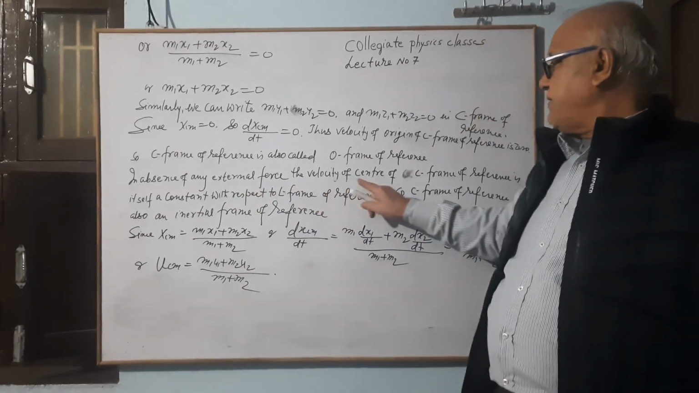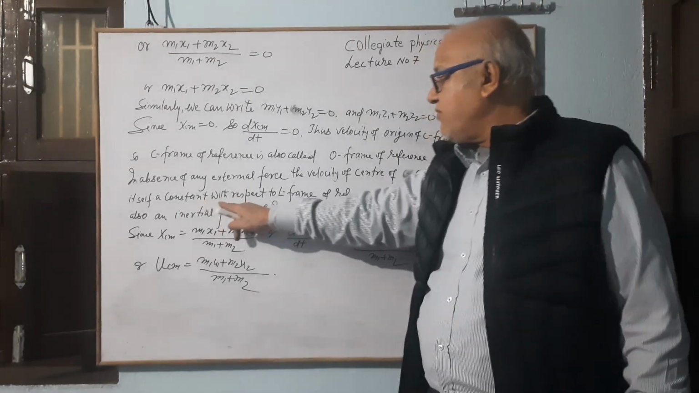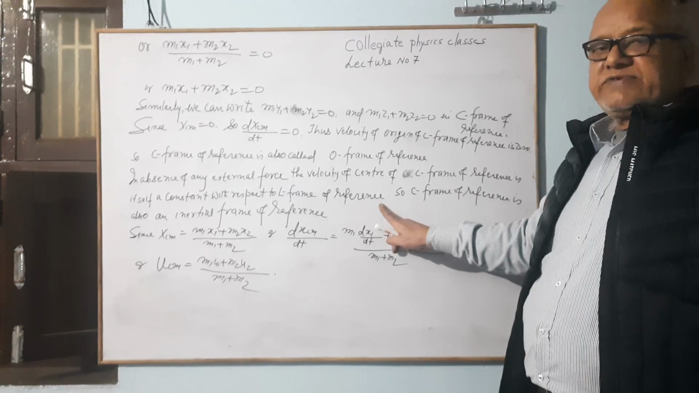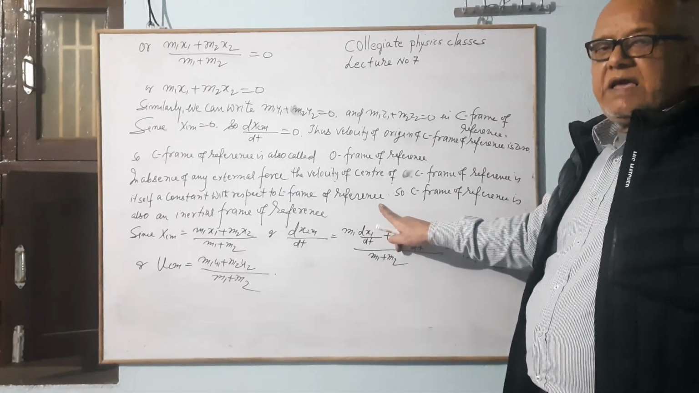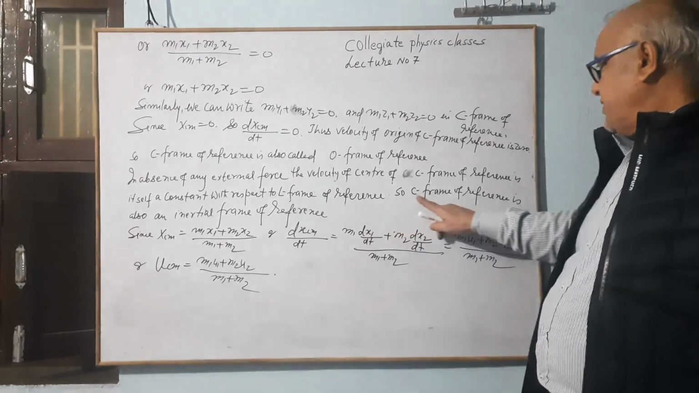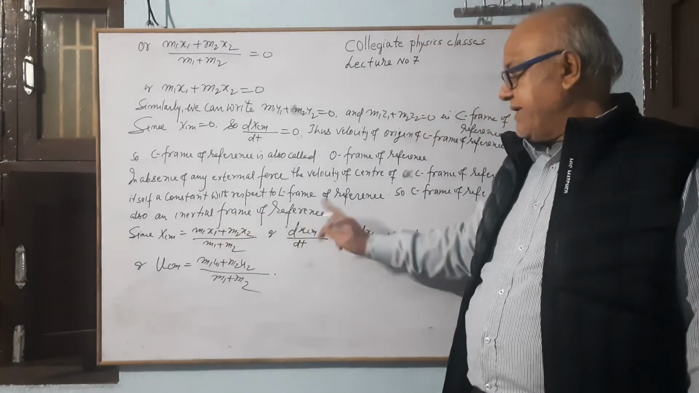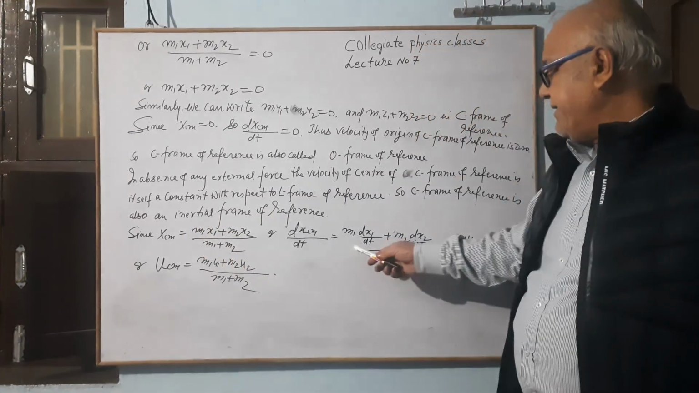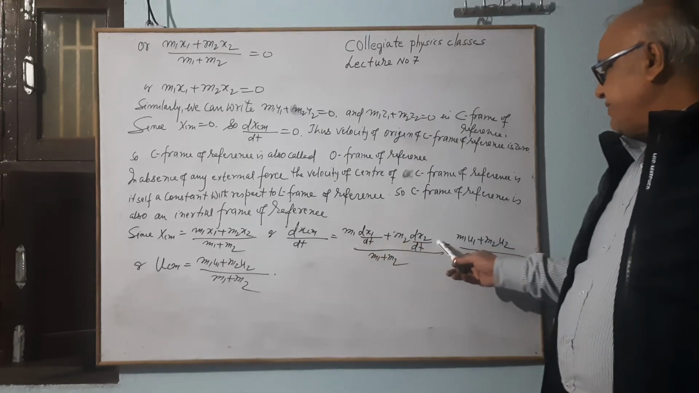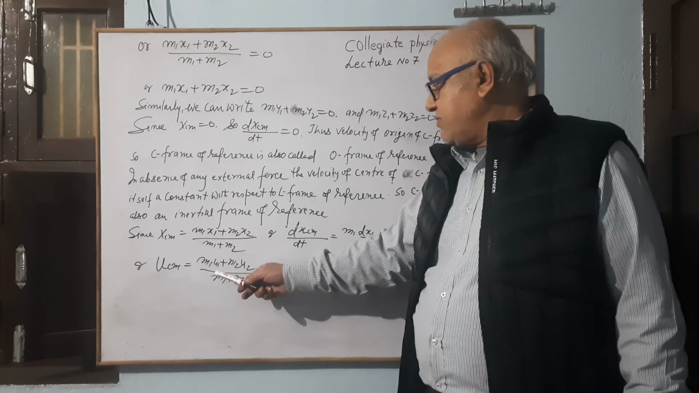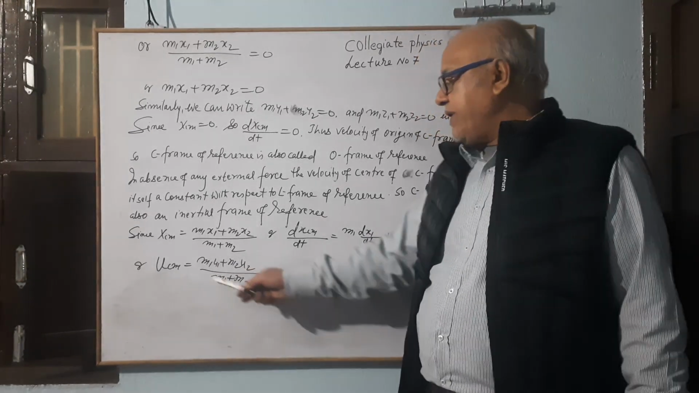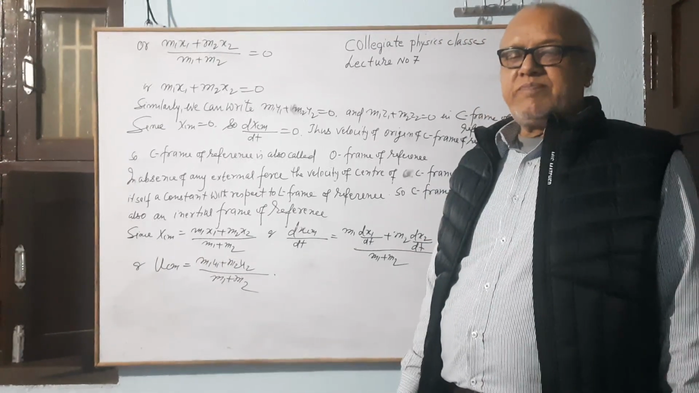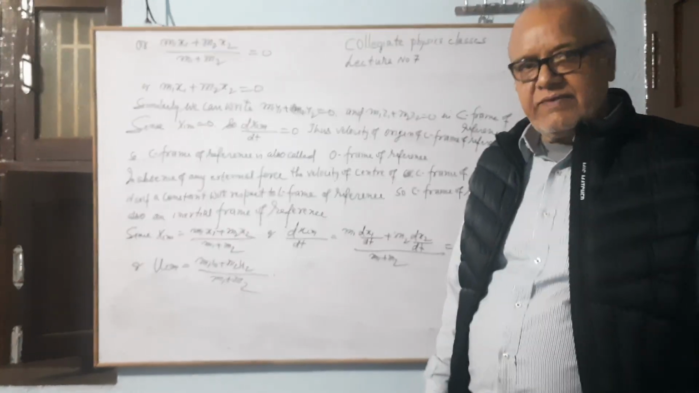In the absence of any external force, the velocity of the center of mass frame of reference is itself a constant with respect to the L frame of reference. So, the C frame of reference is also an inertial frame of reference. Since xcm is equal to this expression, differentiating both sides, we get dxcm/dt, or vcm, equal to (m1 u1 + m2 u2) / (m1 + m2), where vcm is the velocity of the center of mass frame of reference with respect to the L frame of reference.